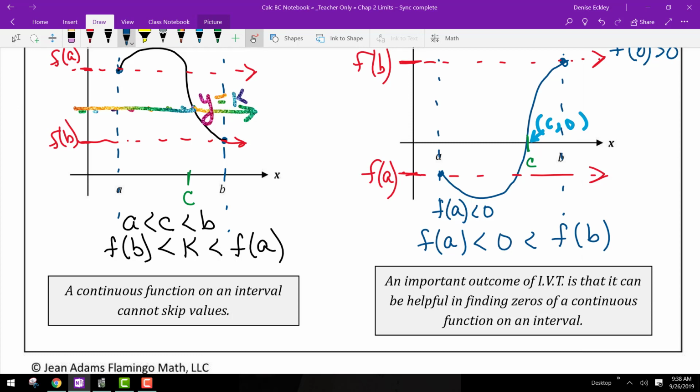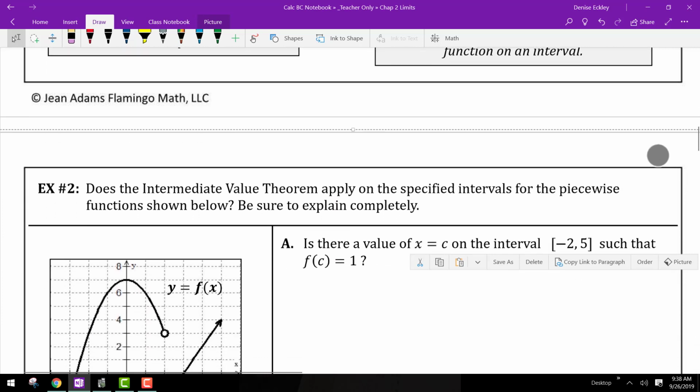Because if we know one of the endpoints is a negative number and the other endpoint is a positive number, and remember, one of the conditions for the IVT is that we have a continuous function, then f has to take every value between that negative number and that positive number. One of the numbers that's between negative and positive numbers is 0. So we can say that we have a 0. That's kind of the background of that.